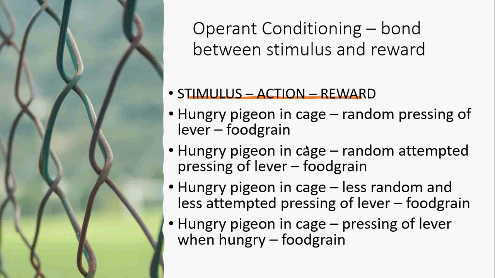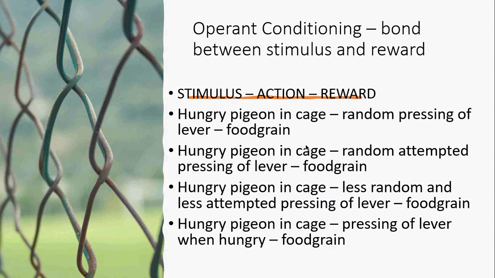It is not conscious. The first time, it just happens by mistake. The second time, it sees that there is something here, but again, it is not conscious. There is a random attempt of pressing the lever, and again, the pigeon gets rewarded with food grains. In the third instance, again, nobody is training the pigeon. This is self-learning. It is less random and less attempted. By now, the pigeon is getting an idea that every time I come to this particular spot of the cage, I am getting food. So what is it that is here that gets me food? So it is less random and less attempted now.